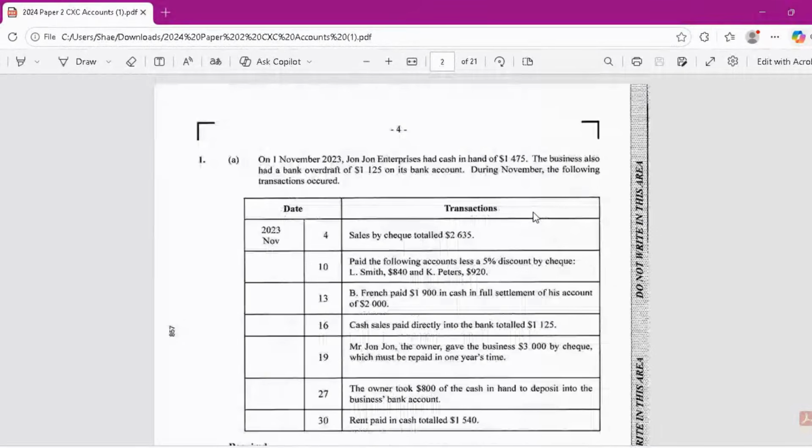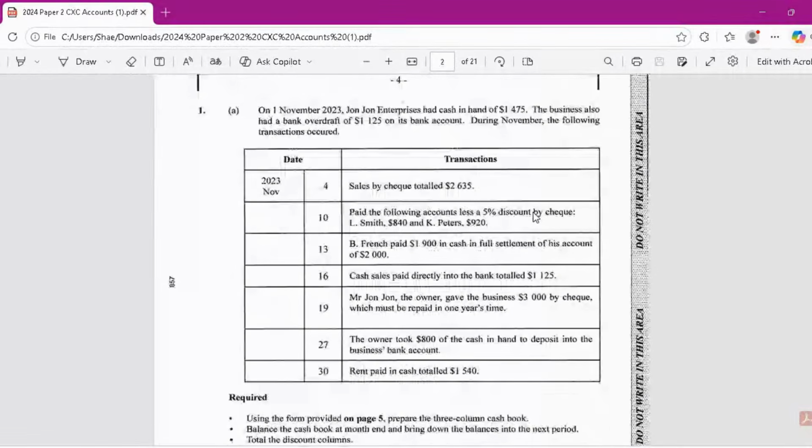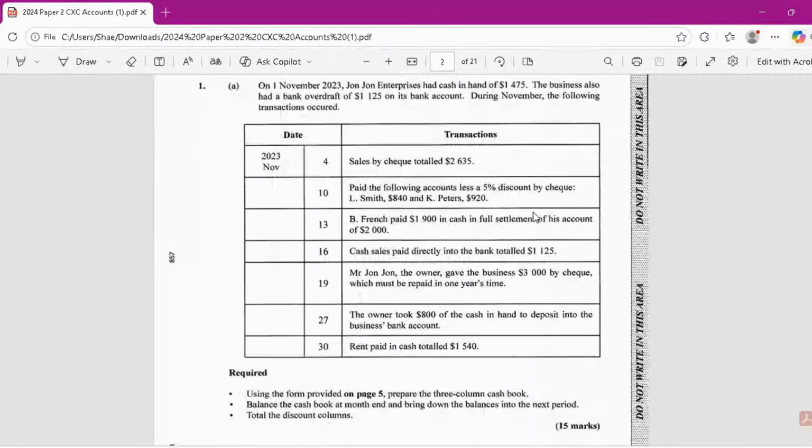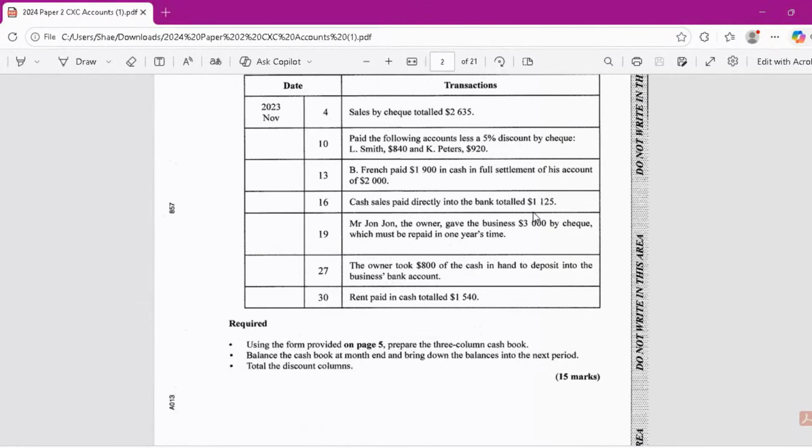So the first thing that you should do when you get a question is read your instructions. For number one, it says on the 1st of November 2023, John Enterprises had cash in hand of $1,475, and the business also had a bank overdraft of $1,125 on its bank account. During November, the following transactions occurred. We're required to prepare a three-column cash book, balance the cash book at month end, bring the balances down into the next period, and total the discount columns.